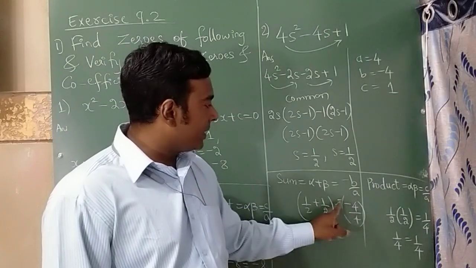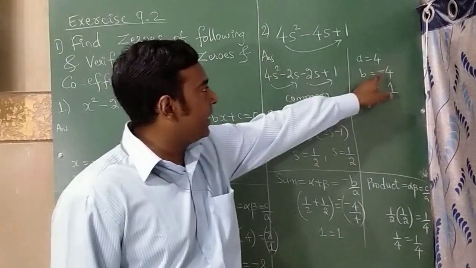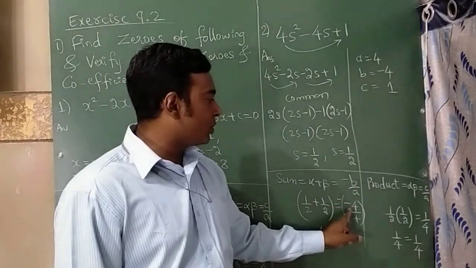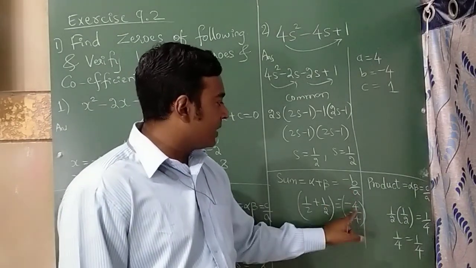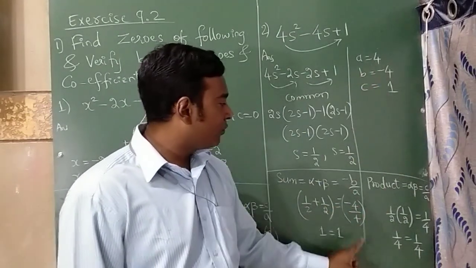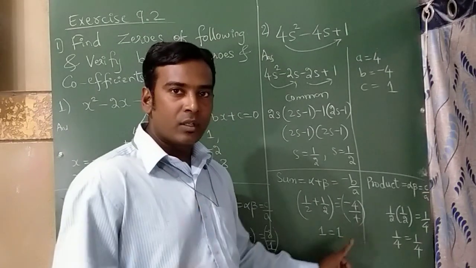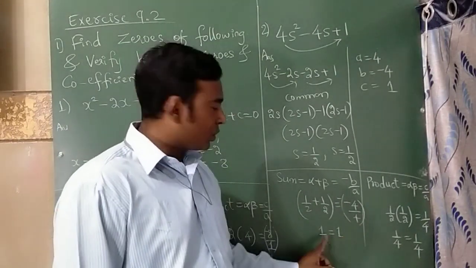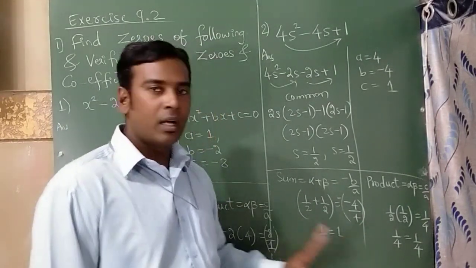Fine. Now minus, I have written outside. What is b value? Minus 4. Minus into minus is plus. b is 4 and a is also 4. 4 and 4 get cancelled. So what remains is 1. So 1 equal to 1. LHS is equal to RHS.